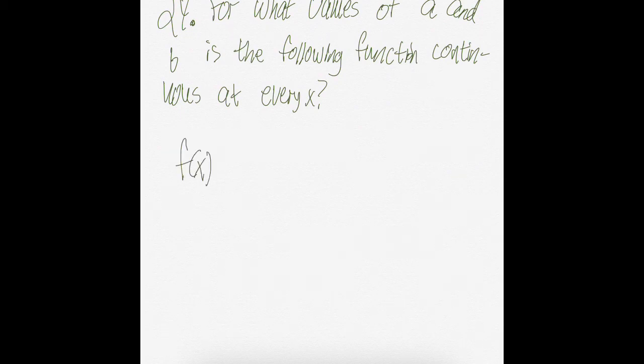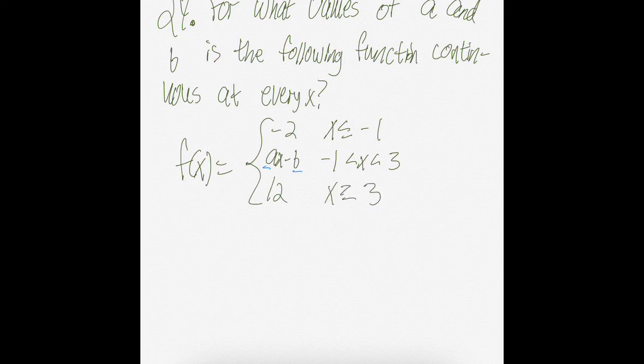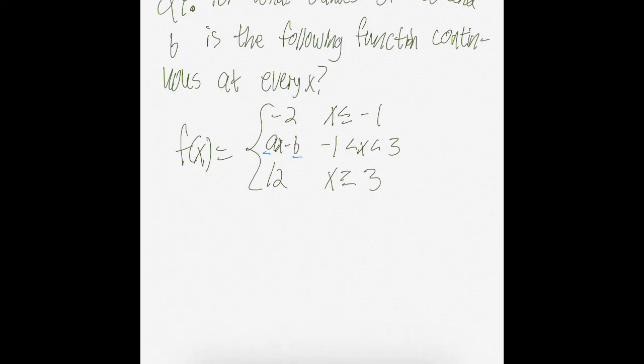The function which we're given is defined piecewise. For x less than or equal to -1, the function is defined to be -2. It is ax minus b for x between -1 and 3. So those are the a and b that we're going to have to solve for. And then it is 12 for x greater than or equal to 3.